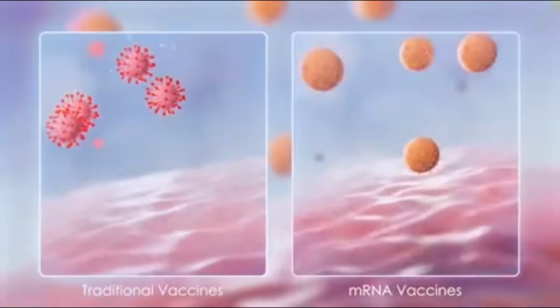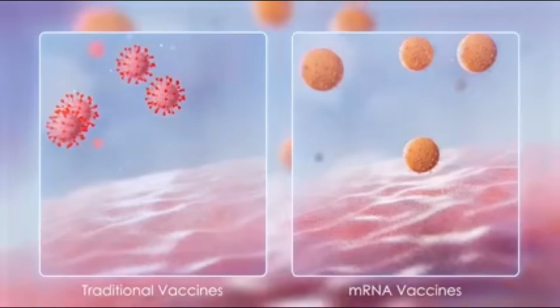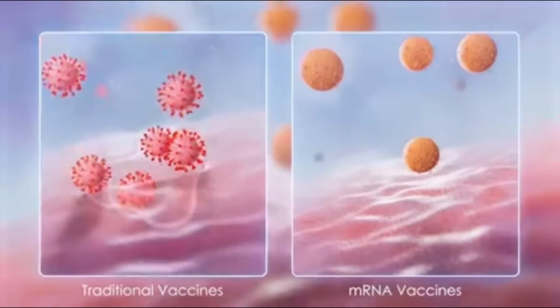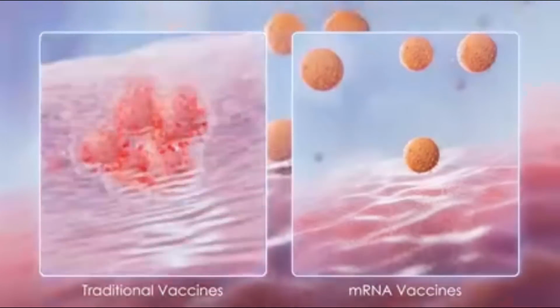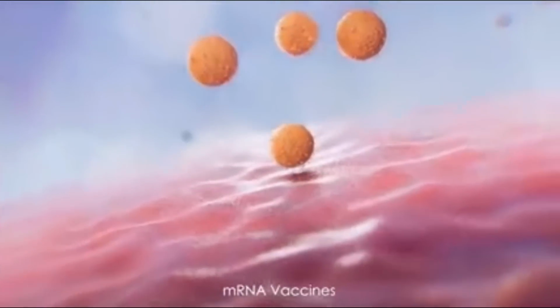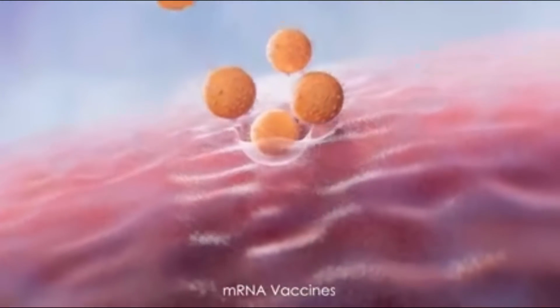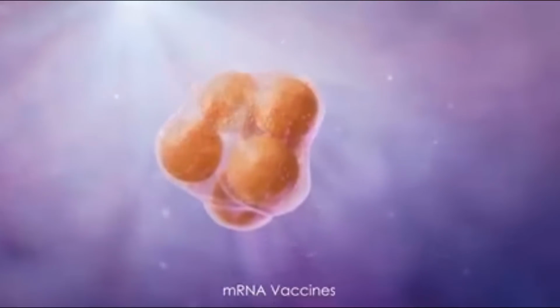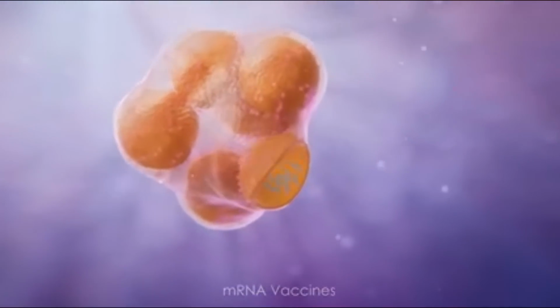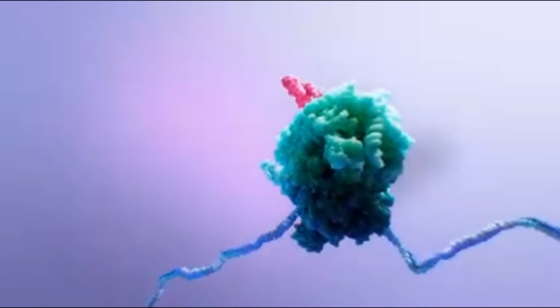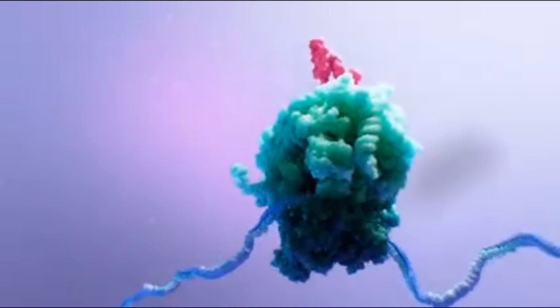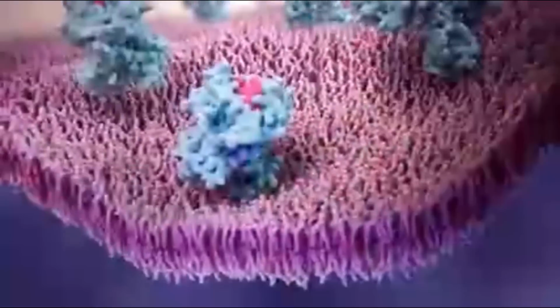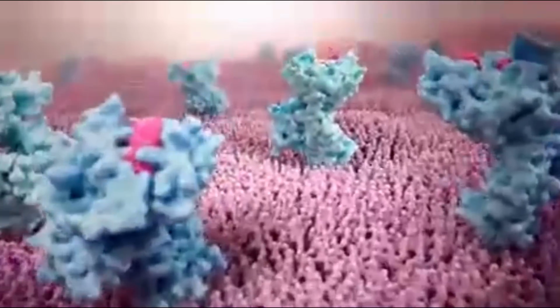mRNA vaccines work in a similar but different way. With traditional vaccines, APCs ingest the entire pathogen. With mRNA vaccines, the pathogen is replaced by LNPs. The APCs ingest the LNPs carrying mRNA instructions for how to manufacture one or more pathogen proteins, then use their own ribosomes to make those proteins for surface display.